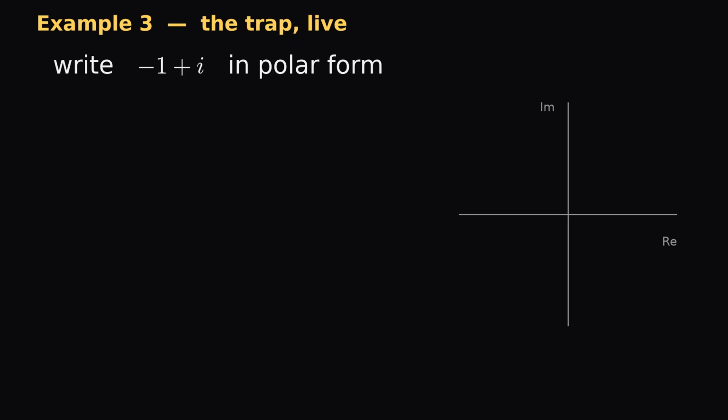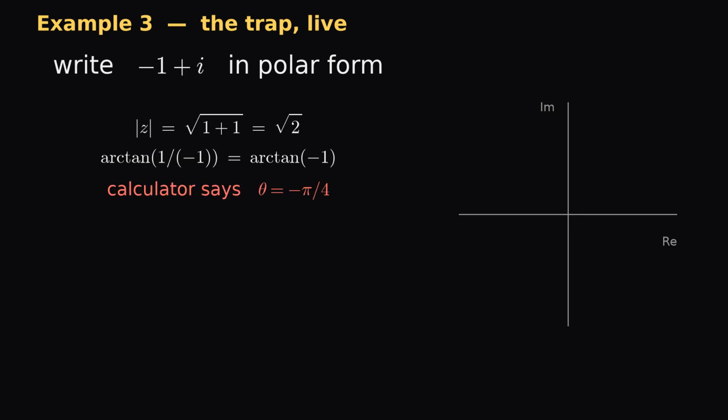Example 3. And this is the trap. Live. Write minus 1 plus i in polar form. Modulus is the same as last time. Root of 1 plus 1. Root 2. Now the argument. Arctan of 1 over minus 1. That's arctan of minus 1. And the calculator says minus pi over 4.